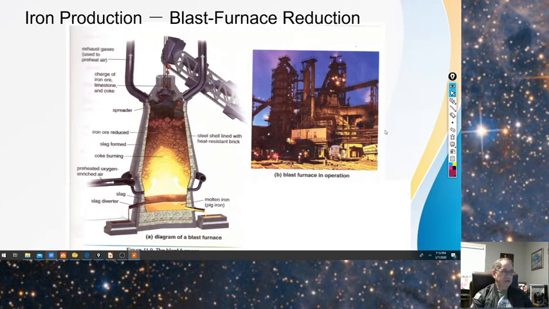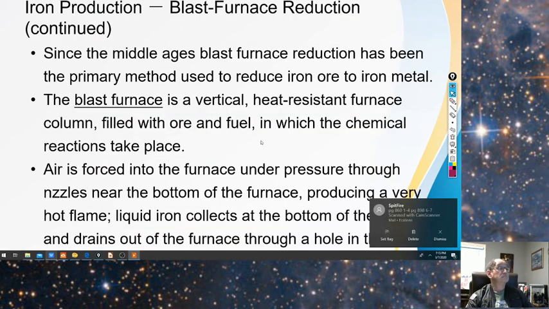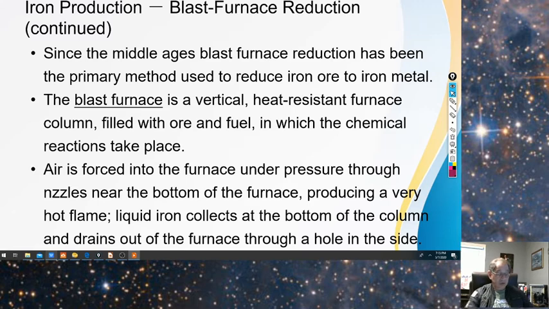Know about the blast furnace reduction. Know what a blast furnace is? I'm going to put blast furnace. Know about this general thing about how a blast furnace works.